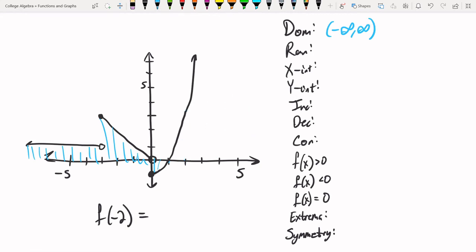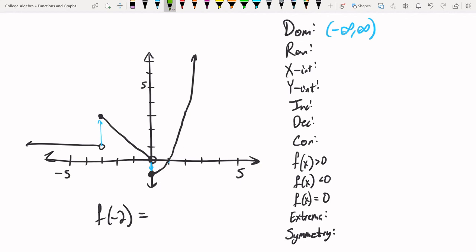You can tell this because pretty much everything is covered here. But also the spots where there are open dots and closed dots line up with each other. An open dot goes to a closed dot. Open dot goes to a closed dot. That means that everything's covered there, and we don't have to worry about any kind of holes in our domain.